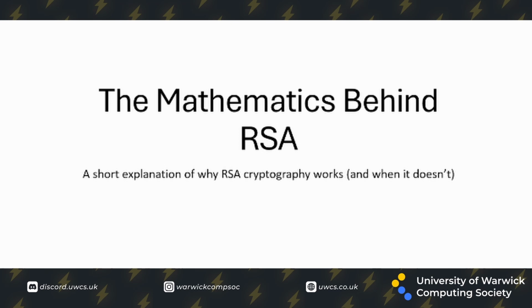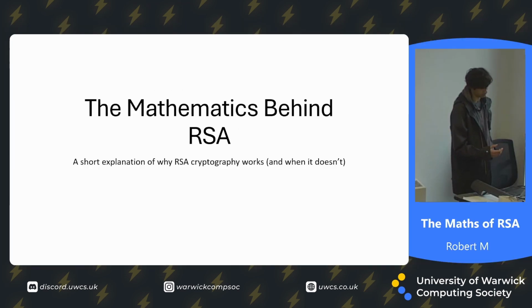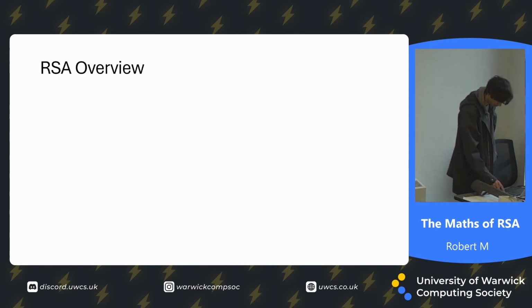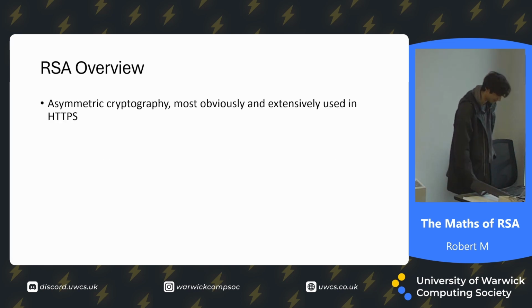So this is a short talk on the mathematics behind RSA, essentially why it works, and also cases when it doesn't, like when there are bad implementations of it. So, a very brief overview of RSA. You probably already know this.